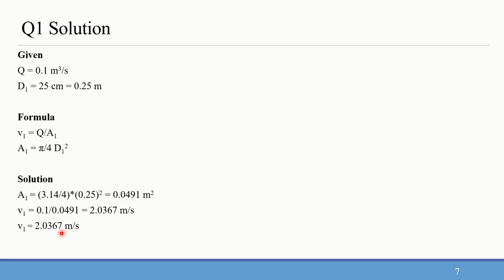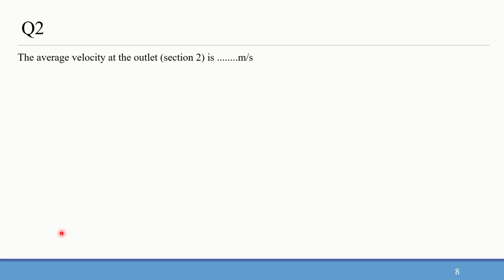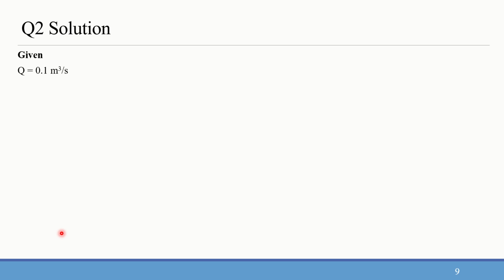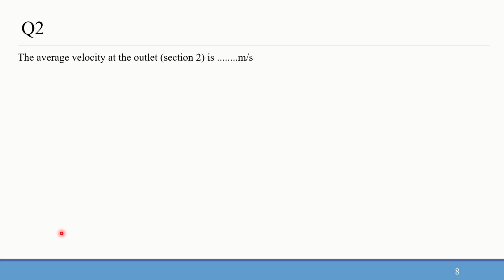So we'll now go to the next question. The average velocity at the outlet is dash meter per second. Q is equal to 0.1. Now we have to calculate the average velocity at the outlet section, section 2. In section 2, what was the diameter? The diameter is 10 centimeters, so it is 0.1 meter.